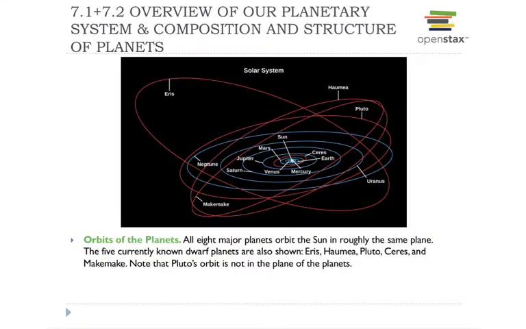So, overview of the planetary system, composition and structure of the planets. Here's a model of our solar system, again, heliocentric. And we could see in this model here, we have some of the objects in the Kuiper belt, so Eris and Pluto, with highly elliptical orbits.